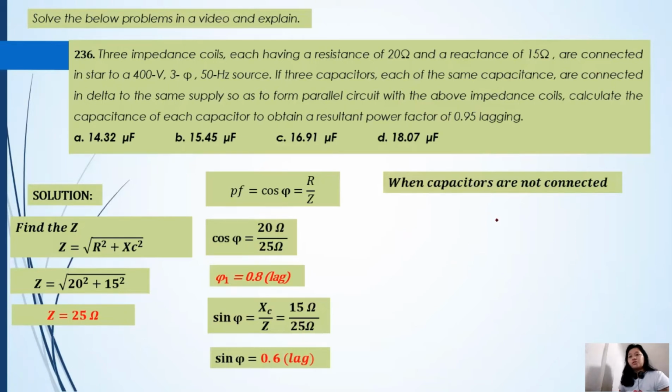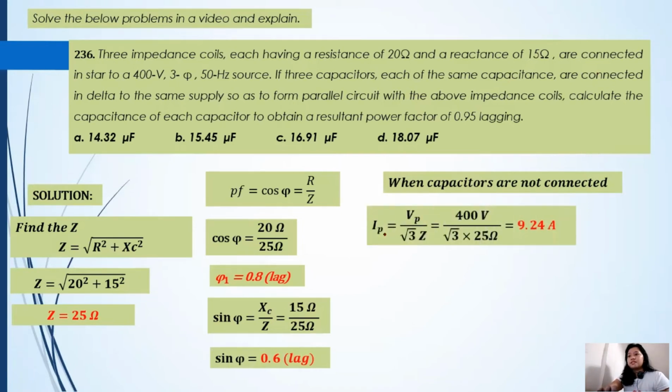So this is the condition when capacitors are not connected. First, the phase current is equal to the phase voltage all over square root of 3 times Z. Our voltage here is 400 volts. So we have 400 volts over the square root of 3 times 25 ohms, which is our Z. So 400 over square root of 3 times 25 is 9.24 amperes. So that is our phase current.